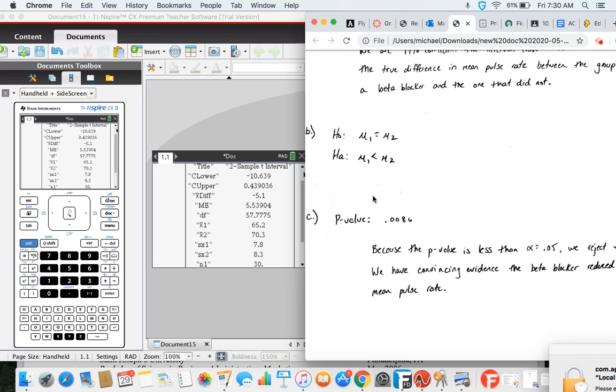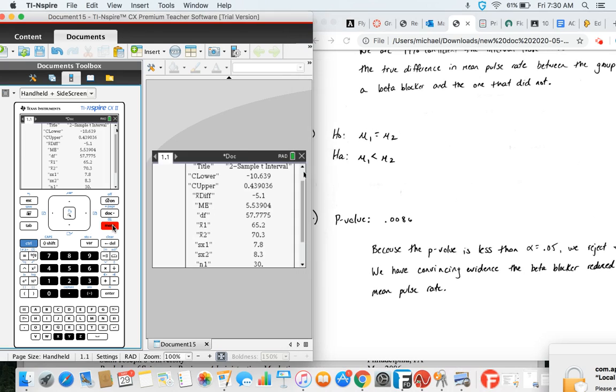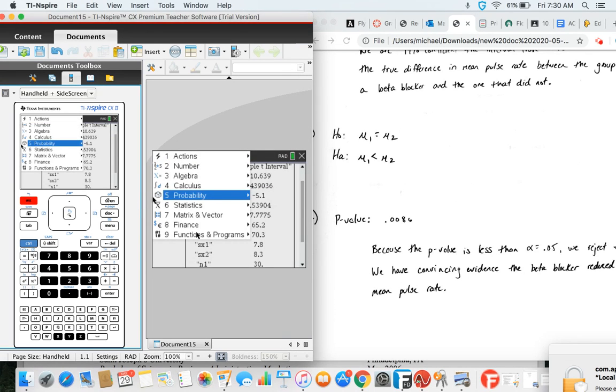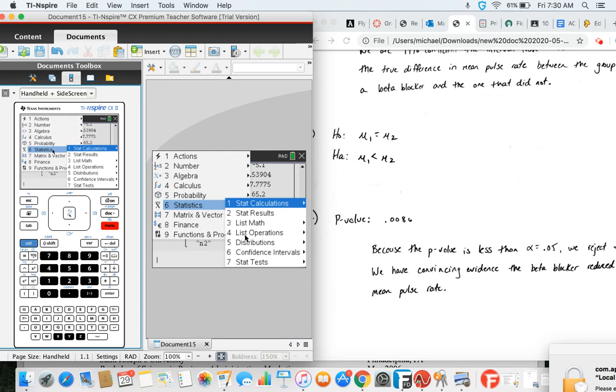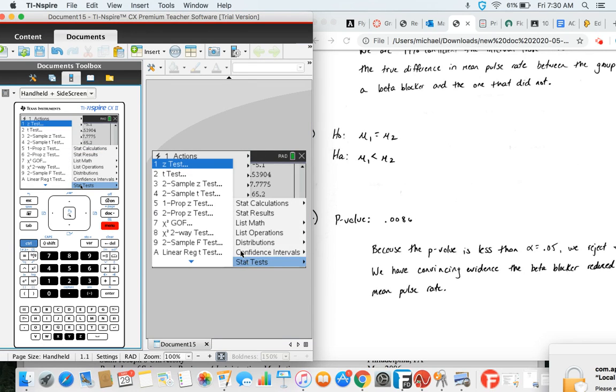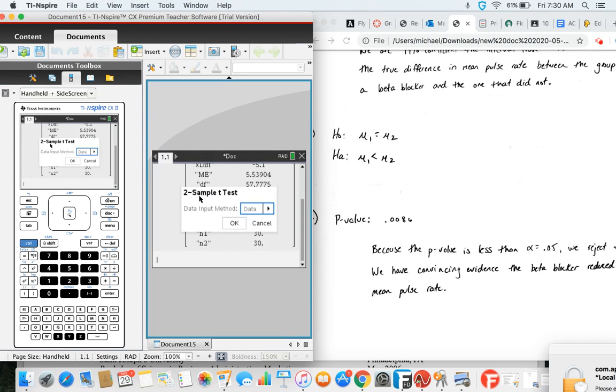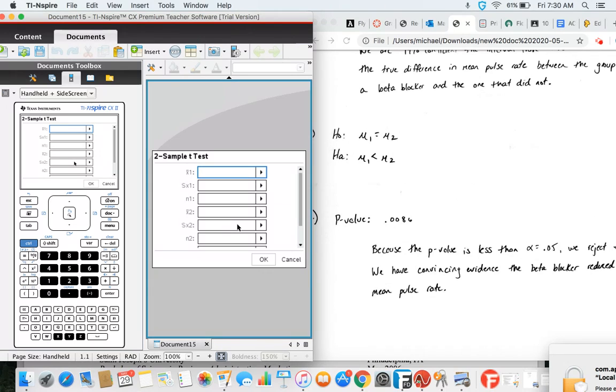The next question just asked me to find the p-value. I didn't have to necessarily carry out the whole test as far as the conditions go. So here I just jumped and wrote down the p-value. Let's go to the calculator here. This time menu 6, 7, because it's tests and it's a 2-sample t-test, so 6, 7, 4. It's the same stats that we just used.